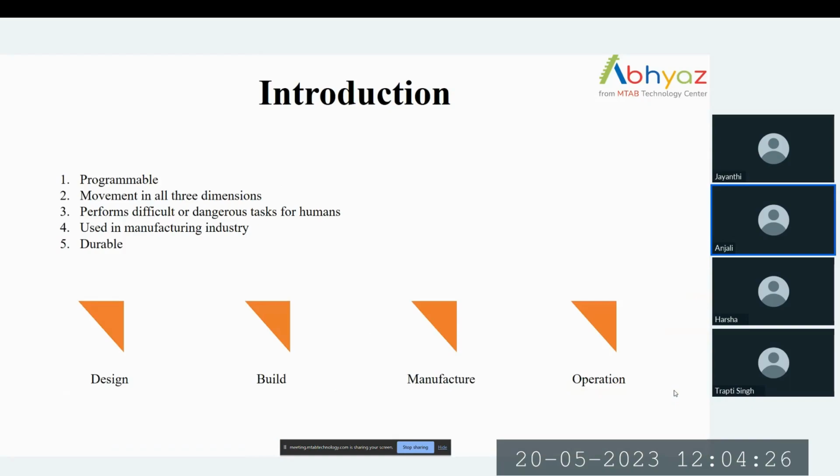Starting from the introduction, industrial robots are programmed robots and they can move in three dimensions. They are used for performing tasks which are difficult and dangerous for humans. They play a vital role in the manufacturing industry, and due to their durability and flexibility, they are ideal for industrial purposes. So robotics involves different fields: designing, building, manufacturing and operations.